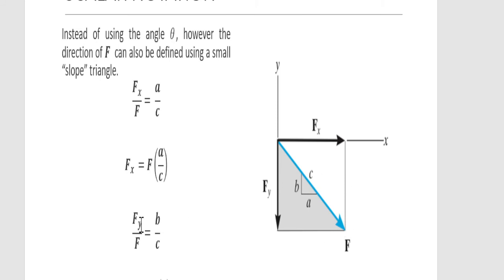Then if you are going to find the vertical component Fy, the ratio between Fy and F should be equal to the ratio between B divided by C. So cross multiply, you will get the value Fy, which will be equal to minus F B over C. Okay, not necessarily minus, it can still be plus.